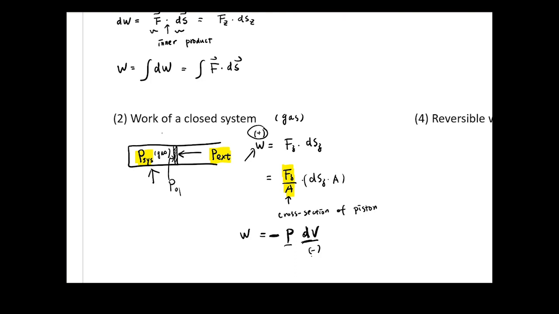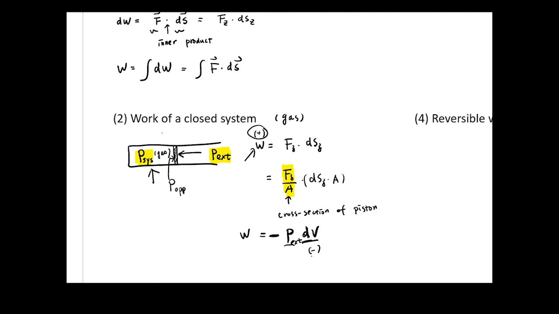Actually, there's an opposing P too. So what is the P we want to use? Is it P external, P system, or the P opposing? Okay, it's kind of confusing, right? But right now, you can think about this: who is actually doing the work? Your P external, right? You're actually doing the work onto your system. So the P here is actually P external.